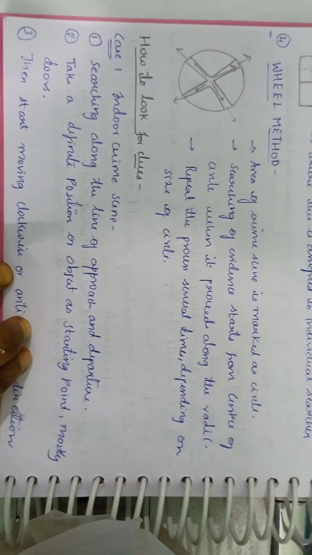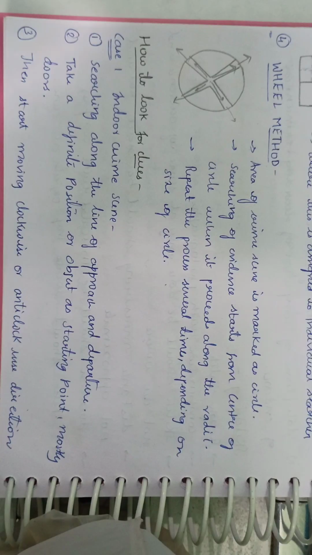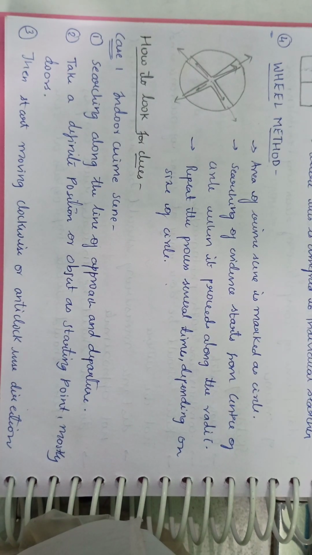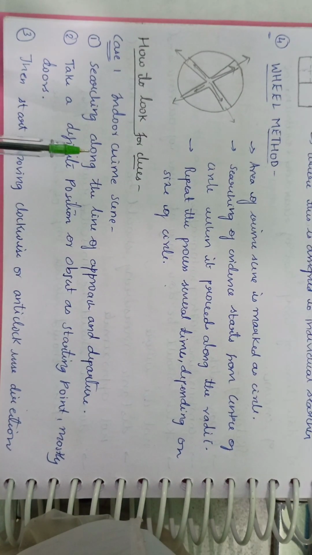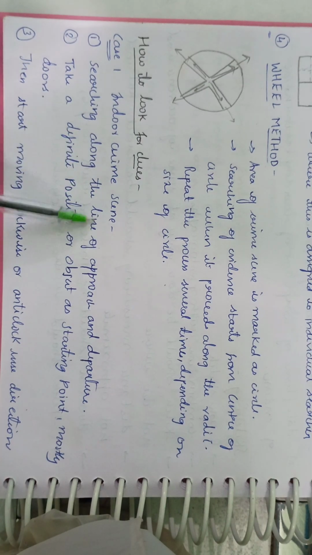Then how to look for the clues? Let us take two different crime scenes, an indoor crime scene and an outdoor crime scene. Let us first see the indoor crime scene. In an indoor crime scene, the search is along the line of approach and departure, which means the way of looking for the clues starts from the line of approach and departure. I already mentioned that the crime scene paths are divided into five parts: the line of approach, point of entry, actual crime scene, point of exit, and the line of retreat.